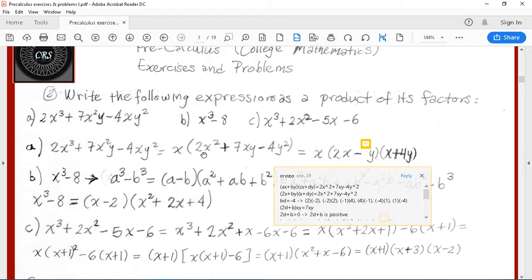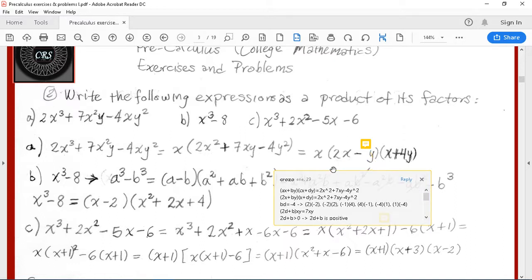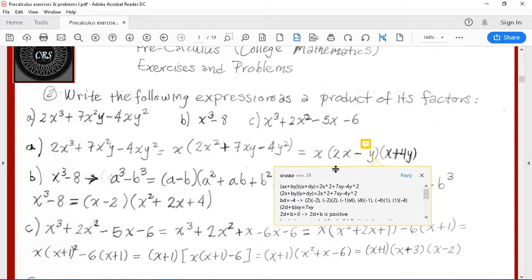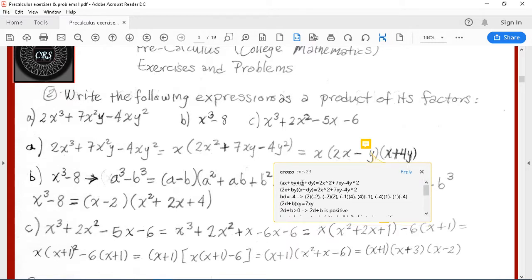Here we have an x squared, and here we have a y squared, and a term in xy. So we can consider this as a product of ax plus by times cx plus dy.